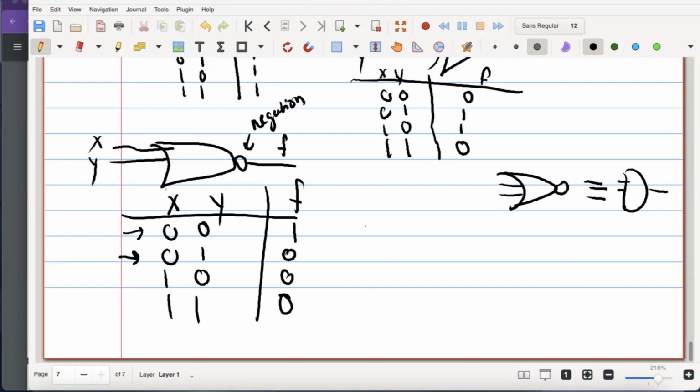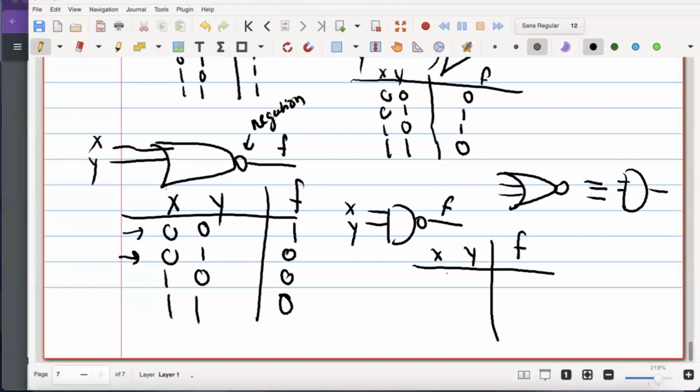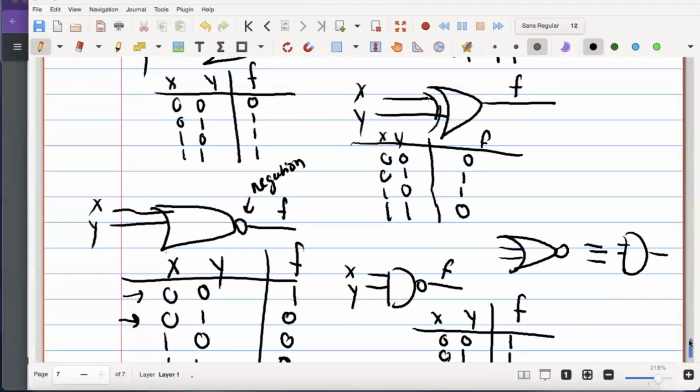Okay, does this equivalence work the same with the NAND gate? Let's see, you have X and Y, and you have F. 0, 0, 0, 1, 1, 0, 1, 1. Okay, what is the output? So in the usual case, this would output 0 in an AND circuit. But since we have the negation, it's the opposite. So now we output a 1. Then this would be also 1, 1, and 0. Is this familiar with something that we've already covered?